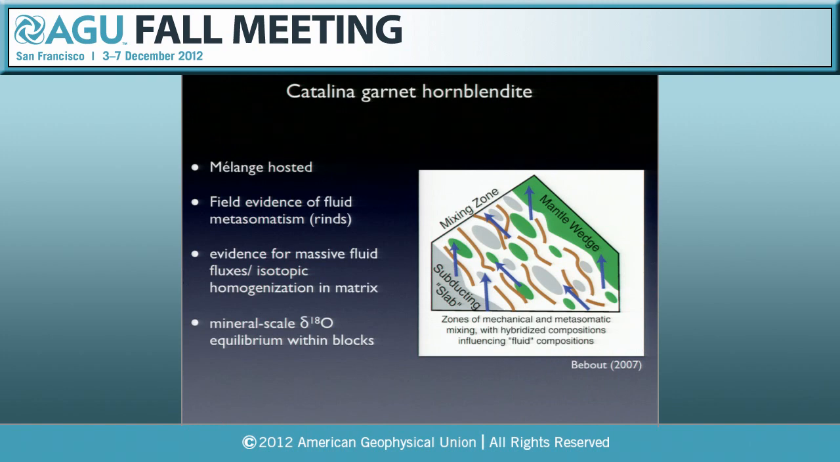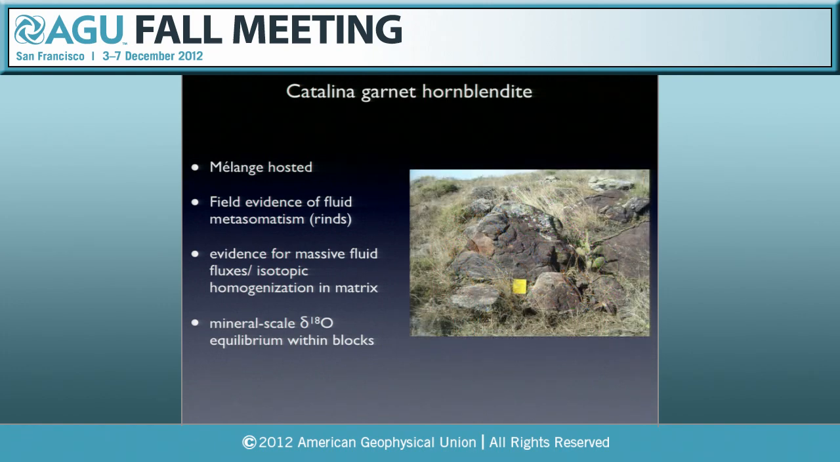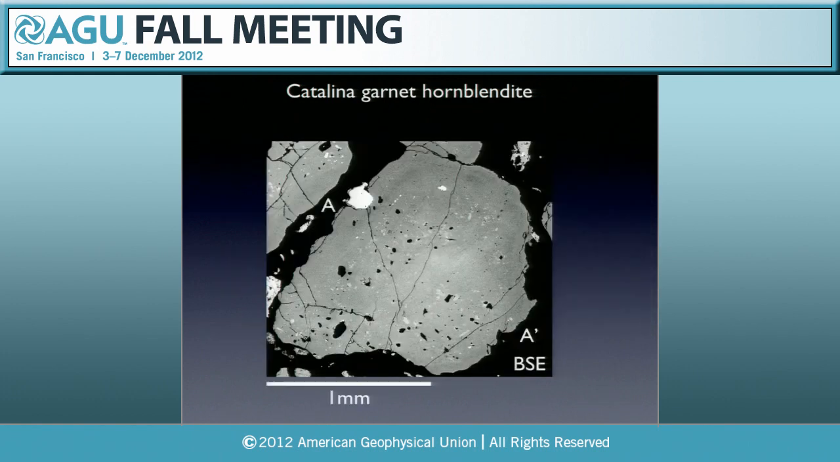So we have a record of nothing in the prograde, followed by some craziness during the exhumation. And here we've seen this before. Now we're going to go to Catalina and look at a couple of blocks in the Catalina melange. So first, a garnet hornblende block, similar to the ones that Sarah was talking about, but not looking at the rinds, just looking at the cores of the block.